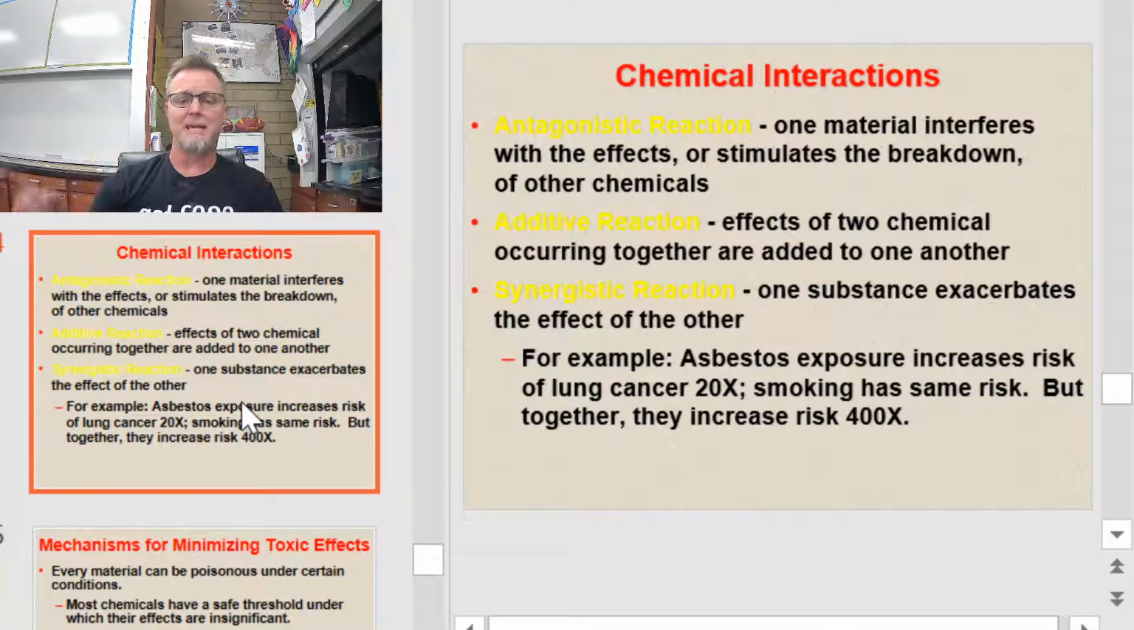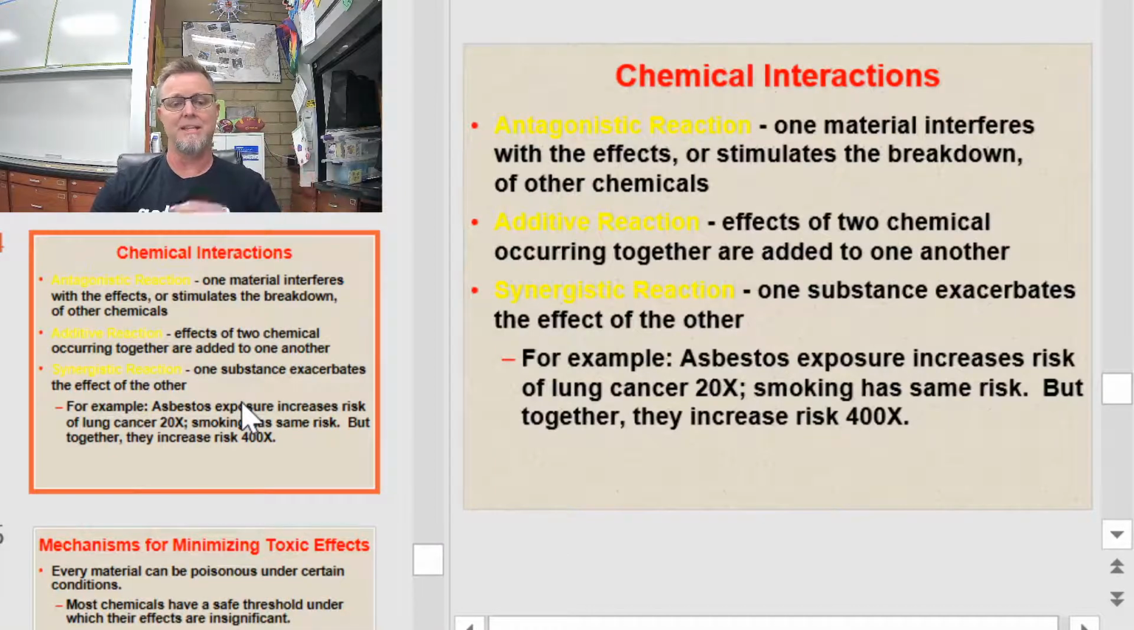Now, chemicals can interact with other chemicals, and they can do so in a variety of ways. Chemicals can interact with other chemicals, maybe canceling each other out. That's what we call an antagonistic reaction. One material interferes with or affects the other in a negative way. Additive reactions occur where two chemicals, while occurring together, have an additive effect on one another. Okay. And sometimes that additive effect is massive. And if that's the case, then we refer to that additive reaction as a synergistic reaction, where one substance literally just exacerbates the effect of the other.